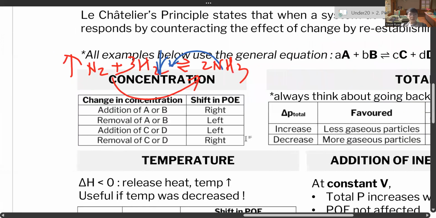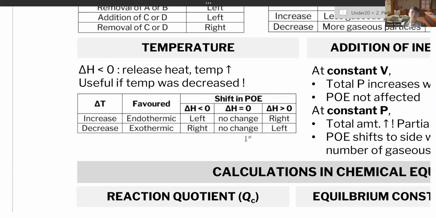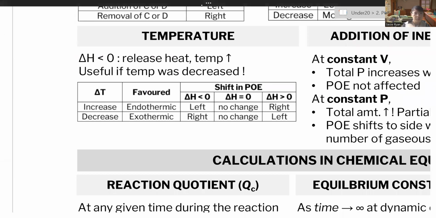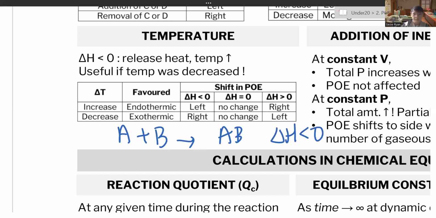Okay, next let's look at temperature, right? So as I said at the start, if I have an exothermic reaction, exothermic reactions will increase the temperature of the surroundings, which is useful to reverse a decrease in temperature, right? So let's say I have a reaction now. Can't think of a reaction, but let's just say I have A plus B forms AB, and this is an exothermic reaction. The forward reaction is an exothermic reaction.